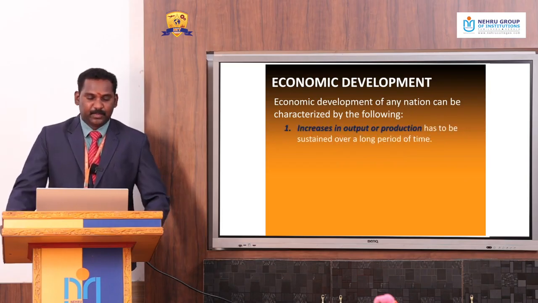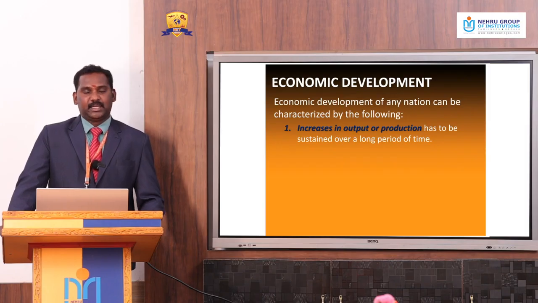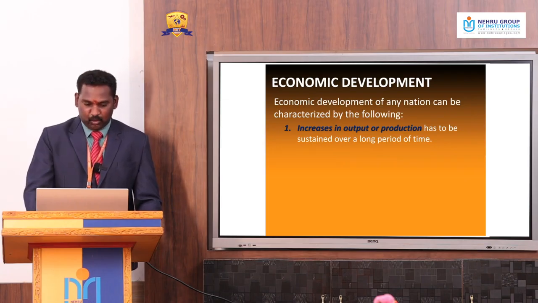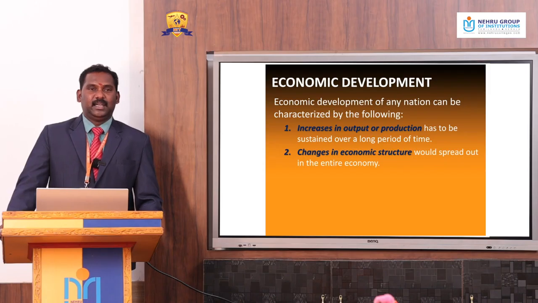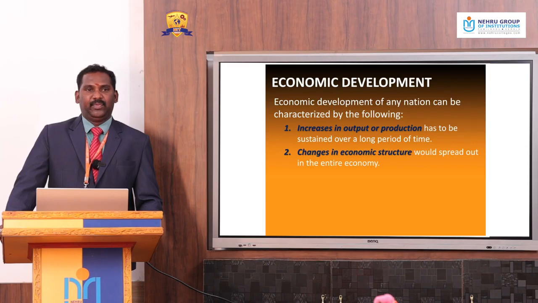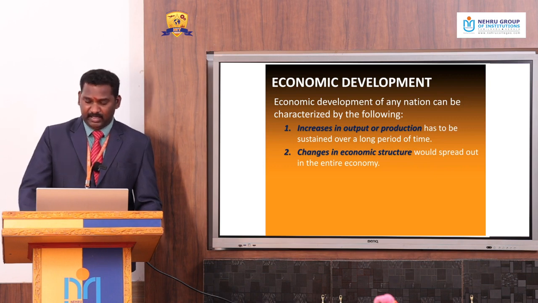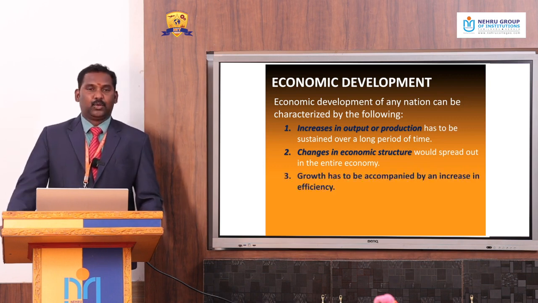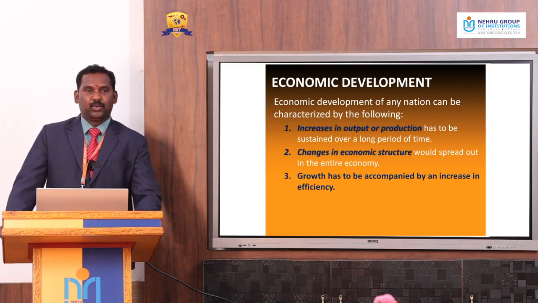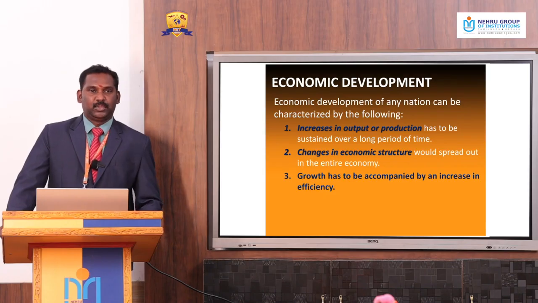The first one, increase in output or production. As I stated earlier, compared to the previous period, if our current productivity is found to have increased, we can say that economically we have attained a growth status. Second, changes in economic structure. In addition to the economic factors, if we see some sort of development in non-economic factors like social, cultural and political conditions of the economy, we can say that we have attained the development status. Third, the growth has to be accompanied by an increase in efficiency. We need to attain growth, and at the same time we have to attain the growth with some efficiency.